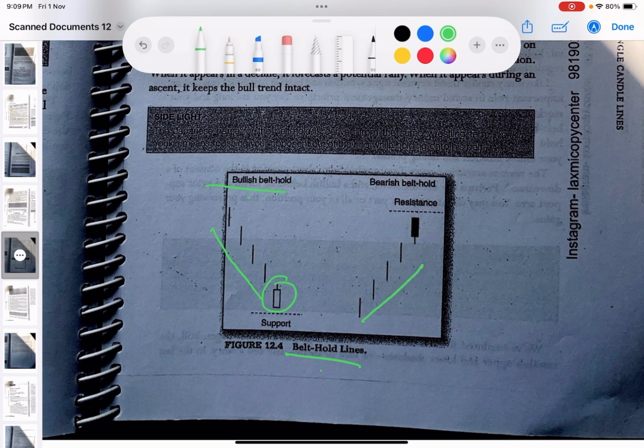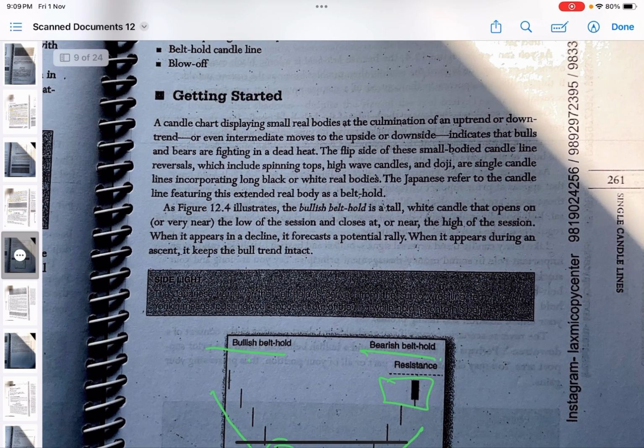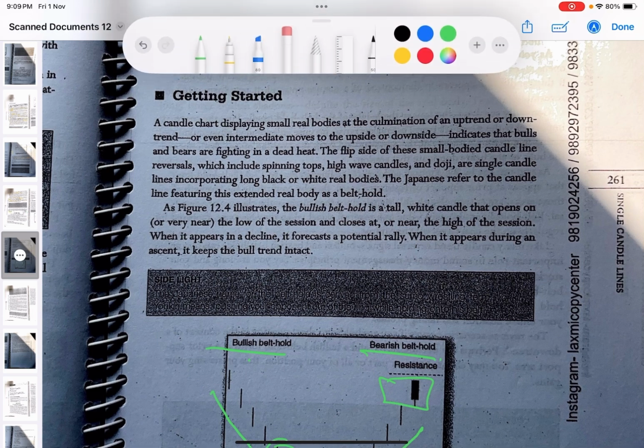There is an uptrend and there is a big red candle, a bearish belt hold. So what is a belt hold? It is when you have a big opposite color candle at the end of the trend. The bullish belt hold is a tall white candle.